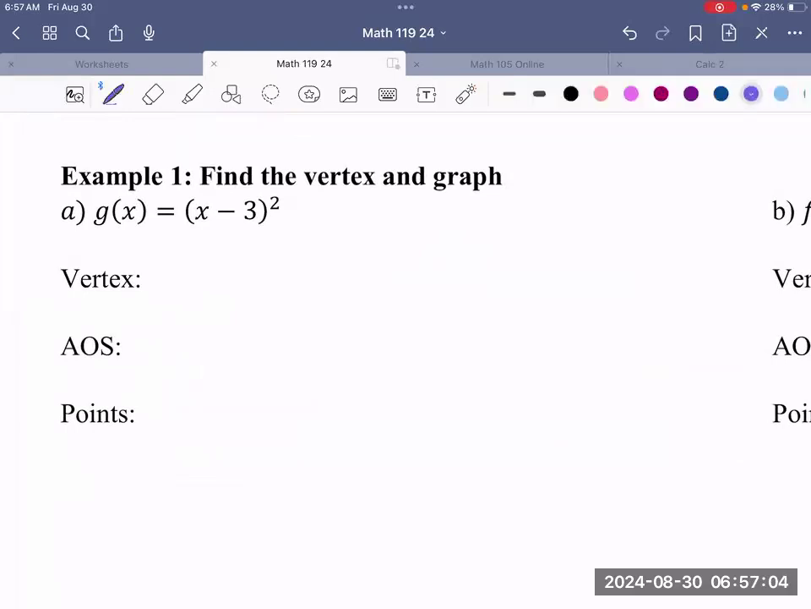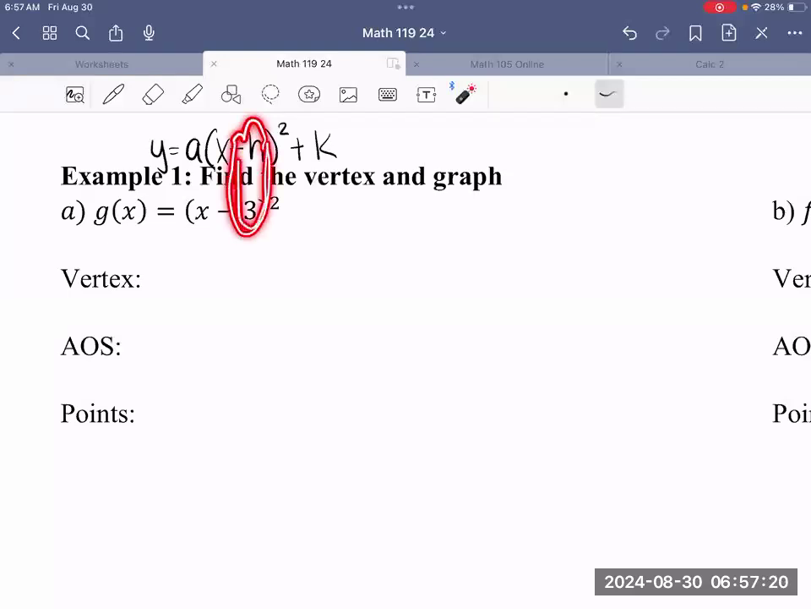So in this form, keep in mind we have y equals a(x minus h) squared plus k. Now, in our form, right, this h here represents this number here. So part of your vertex is going to be 3. Keep in mind, we undergo a sign change.